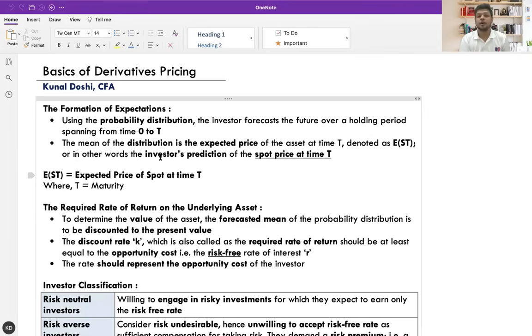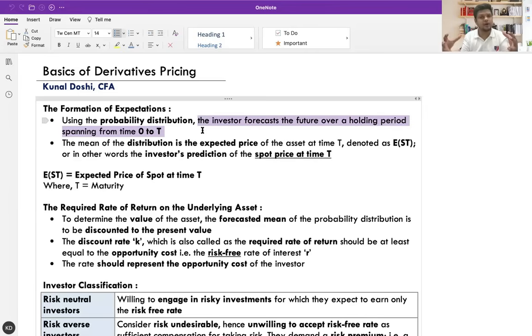Here it's all about expectations. What are investors' expectations? They are based on their future expectations, how much returns they will get, and all that is based on their probability distributions. So using that probability distribution, the investor forecasts the future over a holding period spanning from 0 to T. What is 0 to T? 0 means today, and T is time to maturity, that is, of the futures contract or forward or swap.